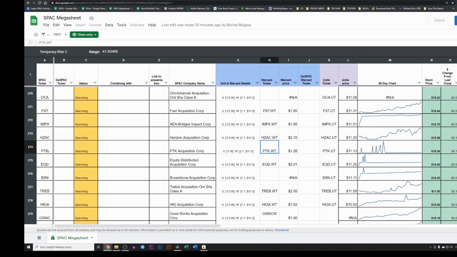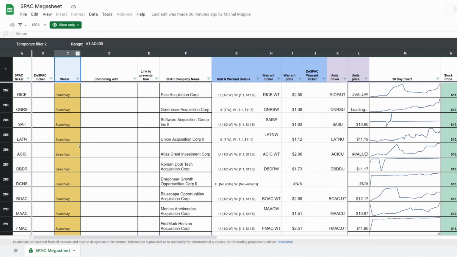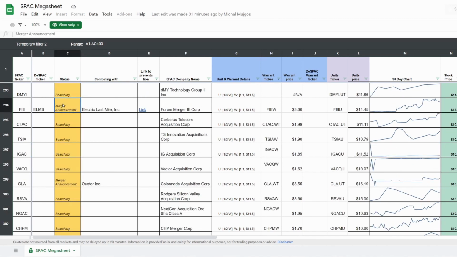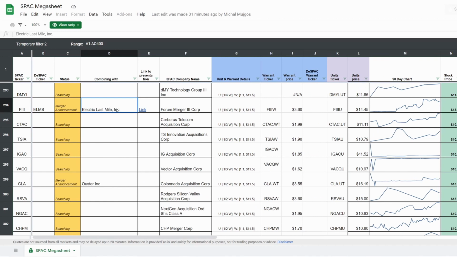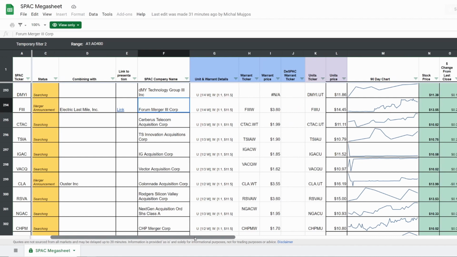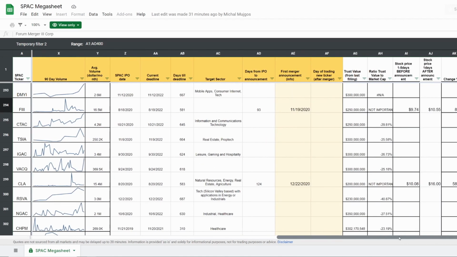Let's see what happens if the company actually finds an announcement. So this column, the status, will change from searching to merger announcement. And the most important information is with which company this SPAC is merging. So you can see it filled in this column. And in the next column, you can see the link to the presentation, so you would actually understand what this company is about.